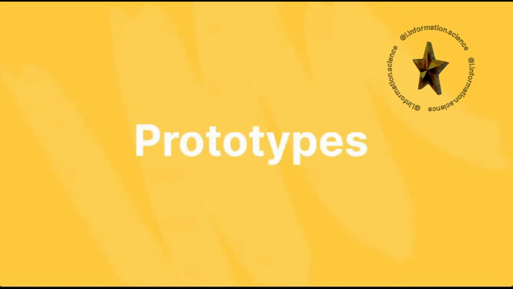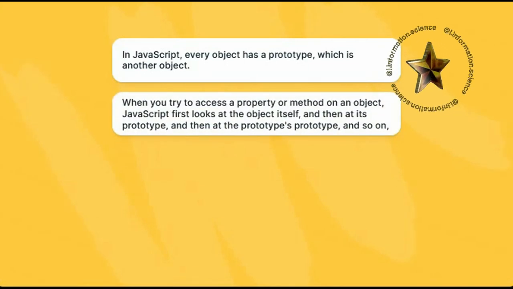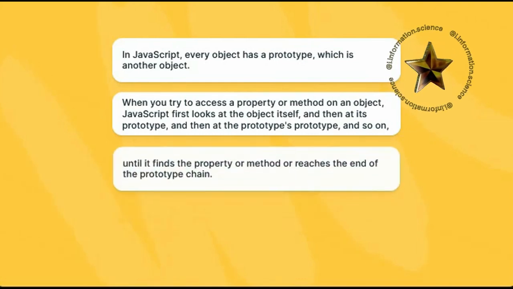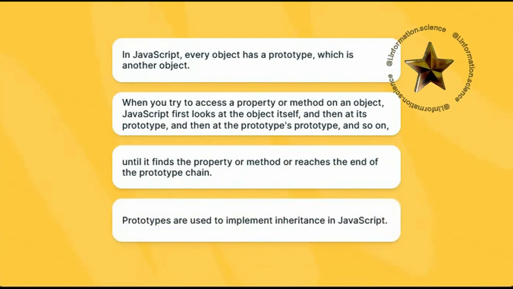Prototypes. In JavaScript, every object has a prototype, which is another object. When you try to access a property or method on an object, JavaScript first looks at the object itself, and then at its prototype, and then at the prototype's prototype, and so on, until it finds the property or method or reaches the end of the prototype chain. Prototypes are used to implement inheritance in JavaScript.